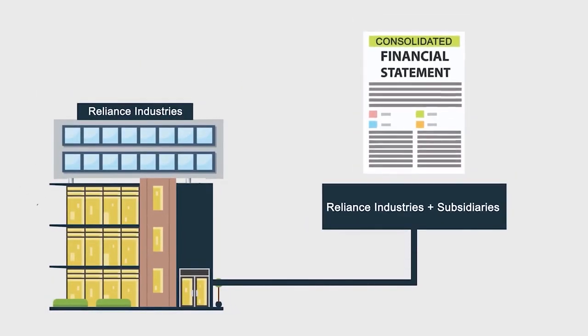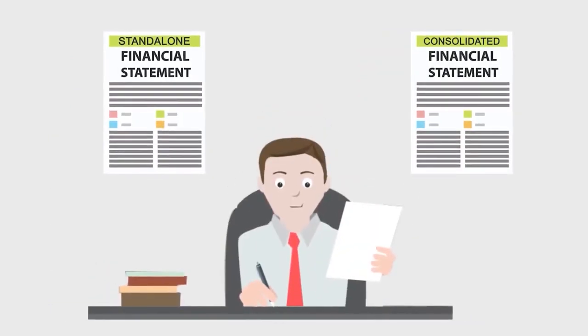In the consolidated statements, the company's subsidiaries are added along with the main business. So, the consolidated statements on Reliance Industries includes the main business along with the subsidiaries such as Reliance Jio, Reliance Retail, and others. While analyzing the financial statements of any company, you will have to consider the standalone statements as well as the consolidated statements. Why? This is so that you understand how the main business is performing and how the company's subsidiaries are performing.